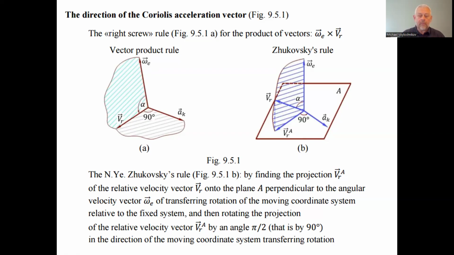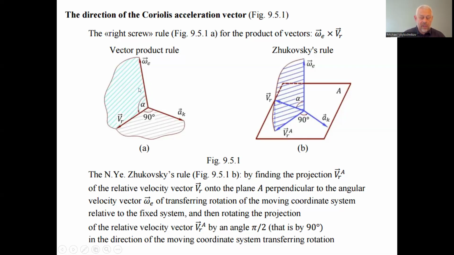So first of all, we can find the direction of the Coriolis acceleration using the rule to find the direction of the vector product. We have the vector product of the vector of the transfer angular velocity and the vector of the relative translational velocity. We multiply these two vectors, and the angle alpha is between them.